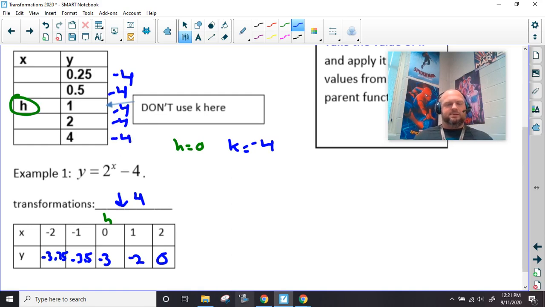All I did is basically I took those values and I subtracted 4 from all of them. And that's how I got it right here. Kind of a very simplistic way to think about it, but look, I don't like doing things very complicated. I'm a very simple person.